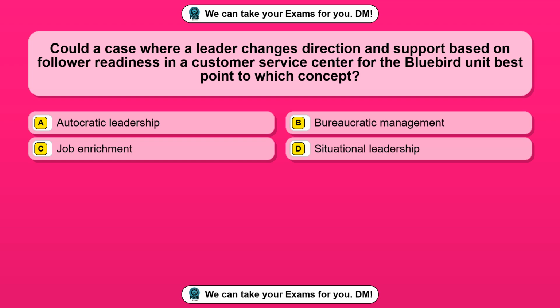service center for the Bluebird unit best point to which concept? Option A, autocratic leadership. Option B, bureaucratic management. Option C, job enrichment. Option D, situational leadership. The correct answer is option D, situational leadership.